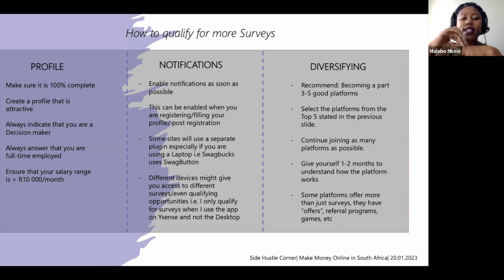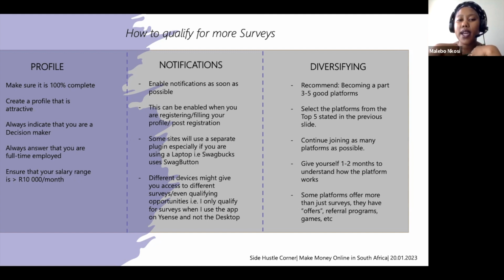The fourth thing is that with some platforms, the different devices might have different surveys, right? So this I know happens with Ysense. The other platforms I haven't noticed whether or not it happens, but with Ysense, I would notice that those surveys that are on a laptop are different from the surveys that are on an app, or on a phone, right? So just check across multiple devices.